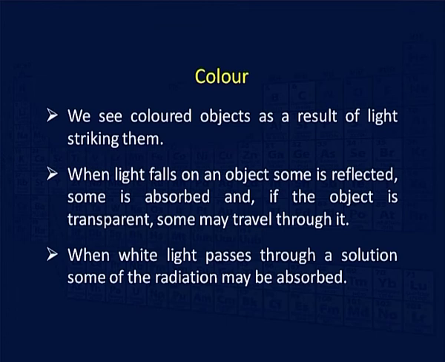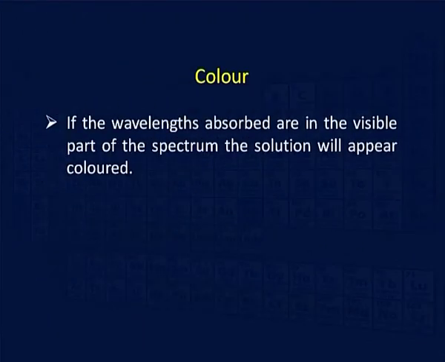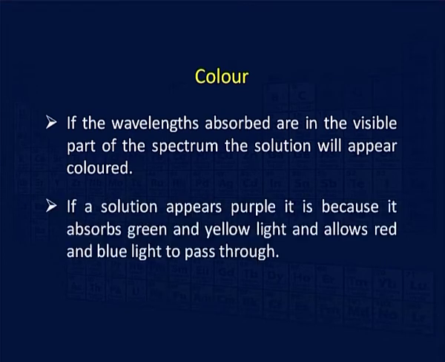When white light passes through any object or solution, some of it will be absorbed and some will be reflected or transmitted. If the wavelengths absorbed are in the visible part of the spectrum, then the solution will appear colored. If a solution appears purple, for example, then it is absorbing light in the green and yellow region of the visible light, and therefore it will appear purple. The other wavelengths of light are allowed to pass through it.